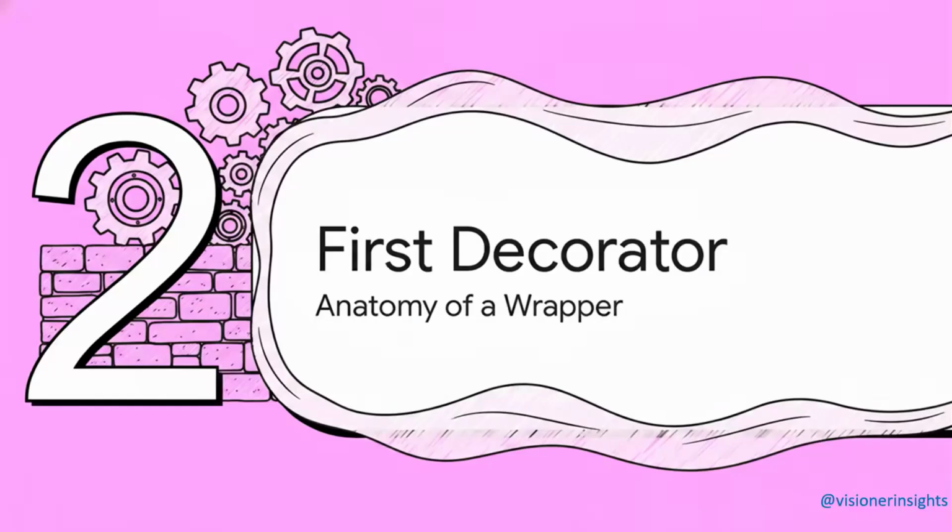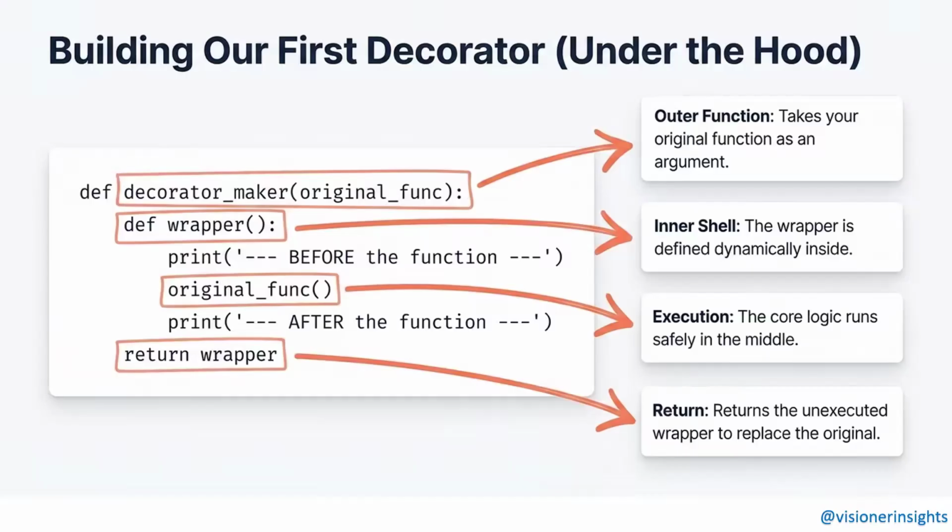Moving right along to section 2, building our first decorator. Now, we are going to build one of these manually, from scratch. I want to slow down our pacing significantly here so we can methodically walk through this execution flow line by line. I really want you to see how the gears turn under the hood.